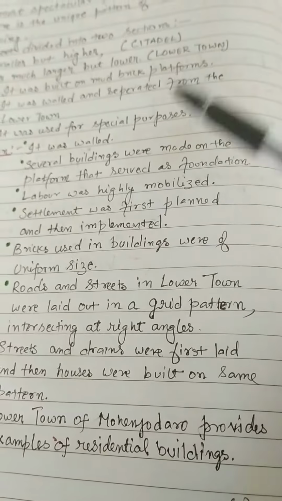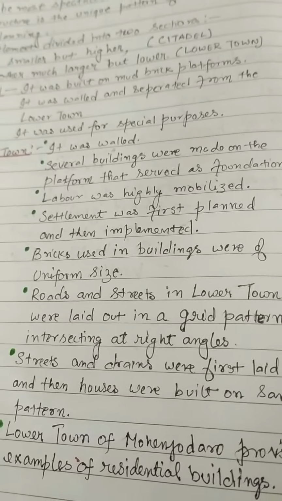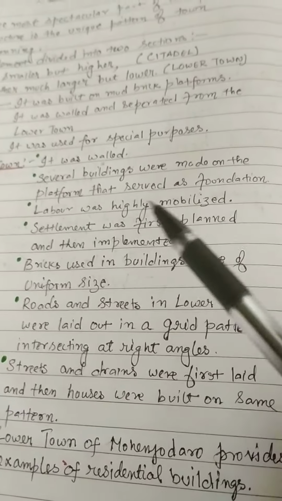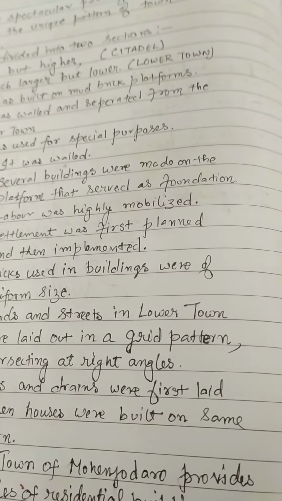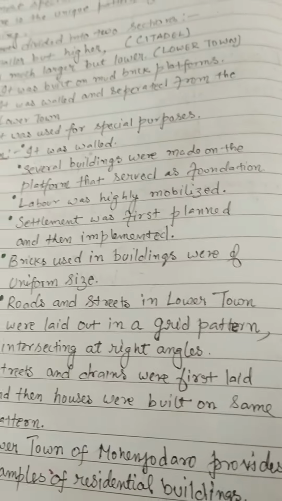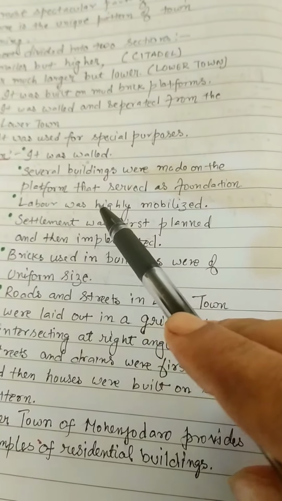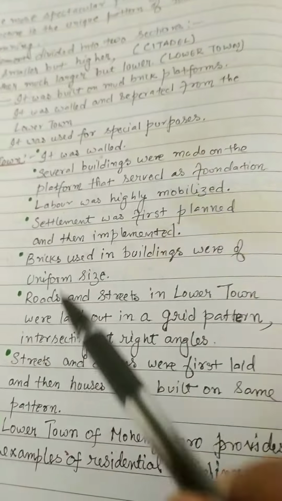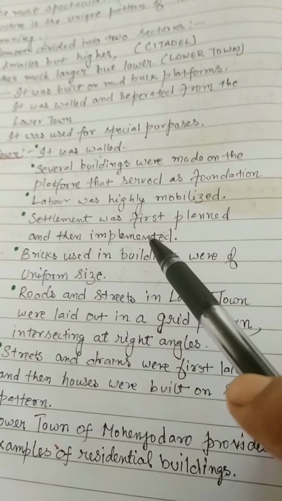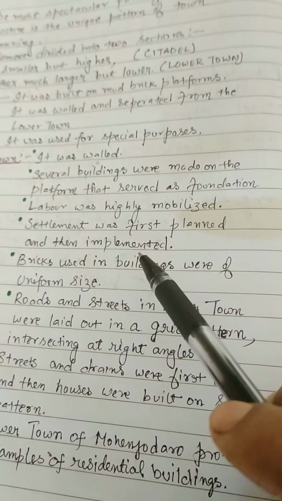Now, as the extent of the Indus Valley civilization was huge and people inhabited this place, a huge labor force was required for the construction work. So there was high mobilization of labor in this place. Settlement was first planned and then implemented. The Indus Valley people were very good at planning. They planned out everything and then they implemented it.